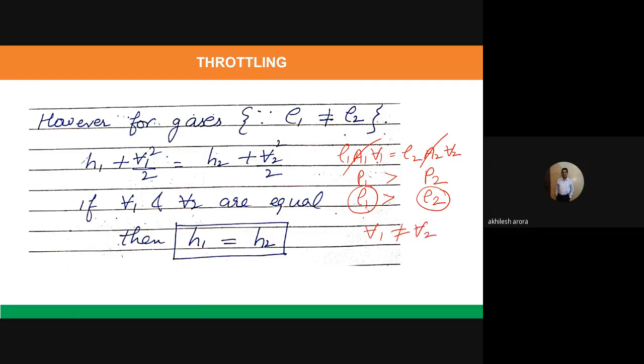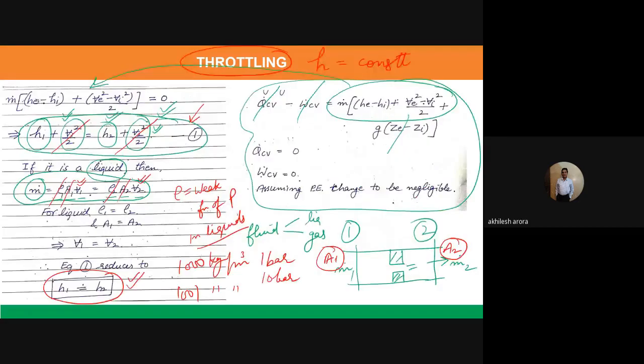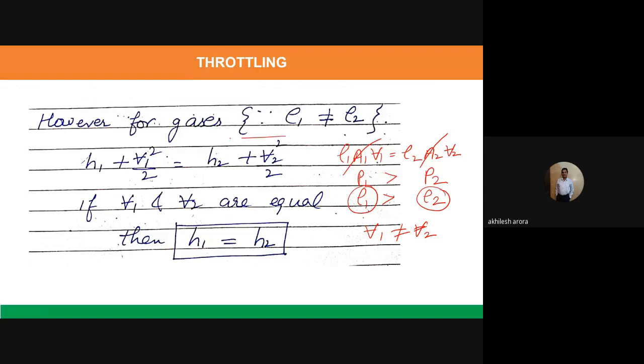So the equation which we derived here, equation number one, was a general equation, and it has both terms, H1 plus V1 square by 2 and H2 plus V2 square by 2. This will hold good for liquids and gases also. So this is why it is written here, because the velocity is not equal.